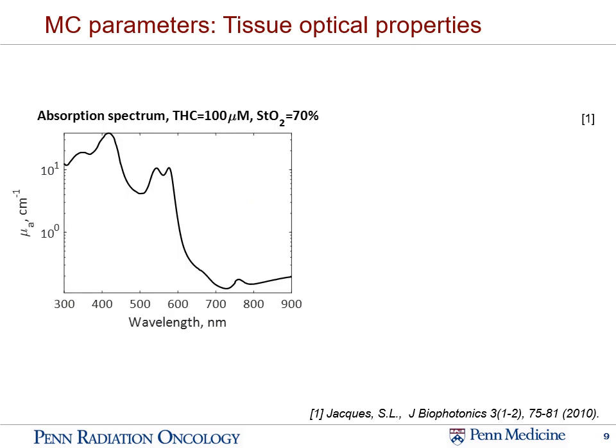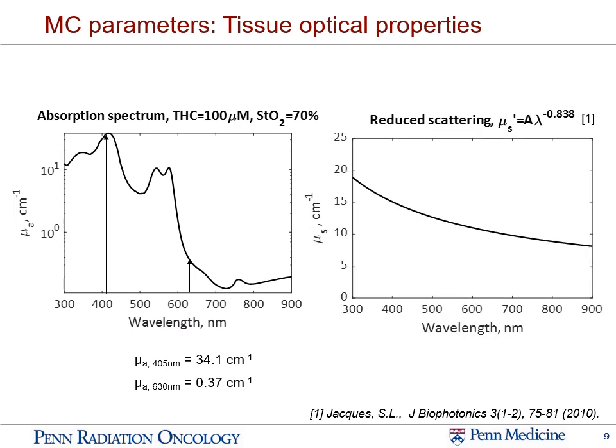We took the spectrum at 70% StO2, and the total hemoglobin concentration of 100 micromolar was used to calculate the tissue absorption spectrum. Then the values at 405 nanometer and 630 nanometer were selected as the inputs for our simulations. The value of absorption coefficient at 405 nanometer was 34.1 inverse centimeter, which is approximately 100 times more absorbing than that at 630 nanometer.